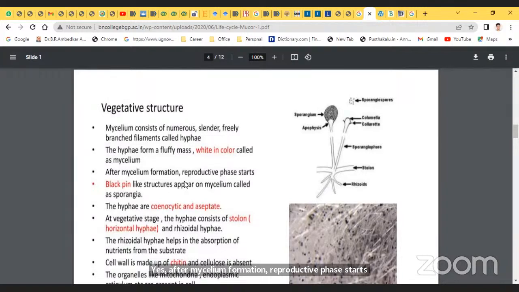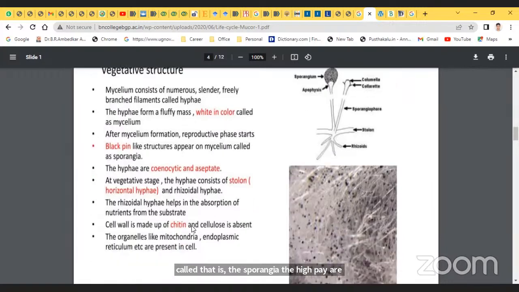The vegetative stage of the hyphae consists of stolon, horizontal hyphae, and rhizoidal hyphae. The rhizoidal hyphae help in the absorption of nutrients from the substrate. The cell wall is made up of chitin and cellulose.